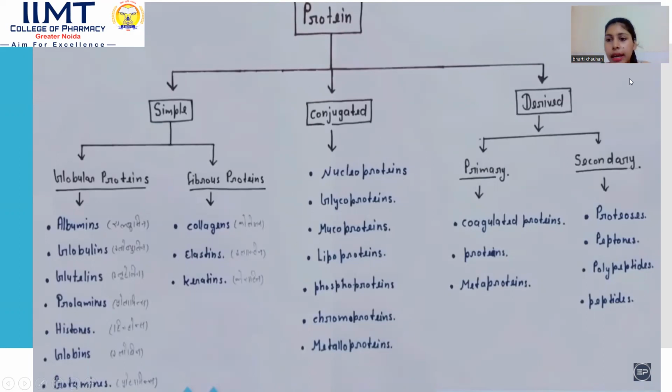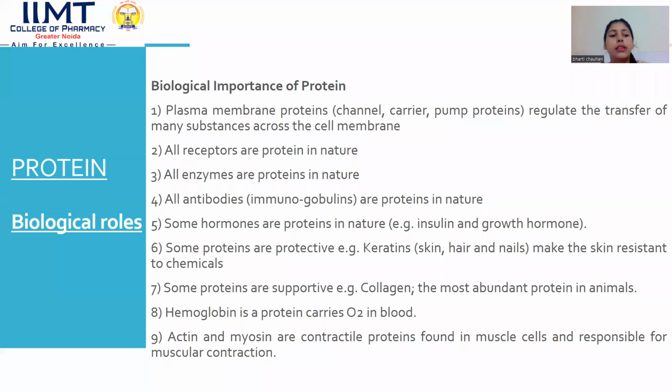And what will be the derived group? Derived proteins are degradation products obtained by the action of acids, alkalis, and enzymes on protein. So these are the classification.